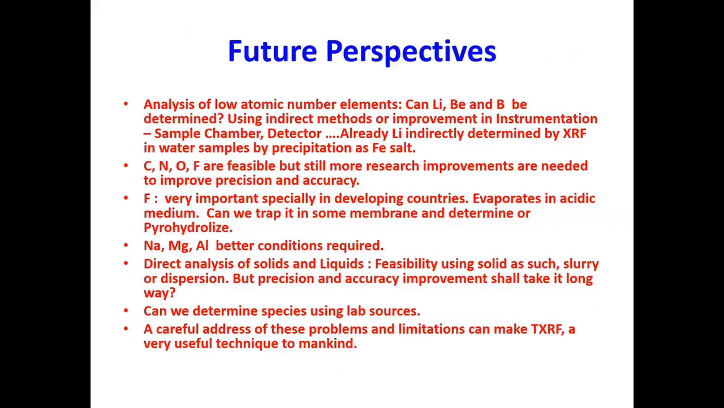Then again, some common areas where in future we can work: analysis of low atomic number elements. Can lithium, beryllium, and boron be determined using indirect methods also, like improvement in instrumentation, sample chamber, detector? Already lithium has indirectly been analyzed by XRF in water samples by precipitation as Fe salt. Carbon, nitrogen, oxygen, fluorine are feasible, but more research is needed to improve precision and accuracy. Fluorine is very important, especially for developing countries. It evaporates in acidic medium. Can we trap it in some membrane and determine it, or pyrohydrolyze? Sodium, magnesium, aluminium, better conditions are required, and here also improvement in precision and accuracy is required.